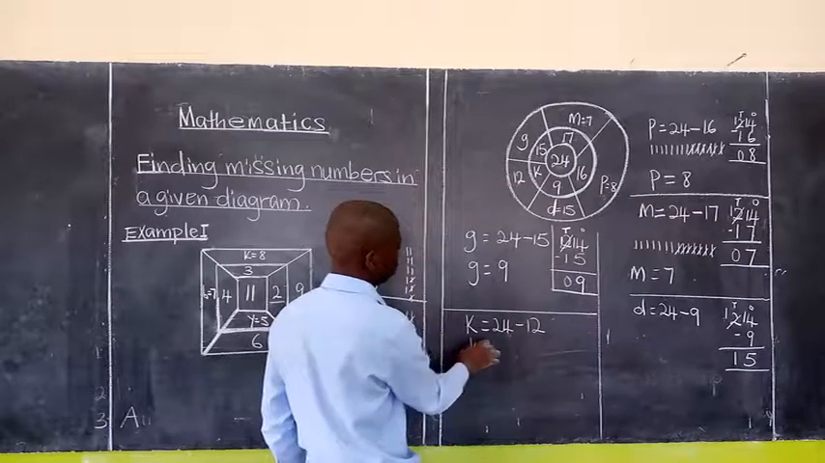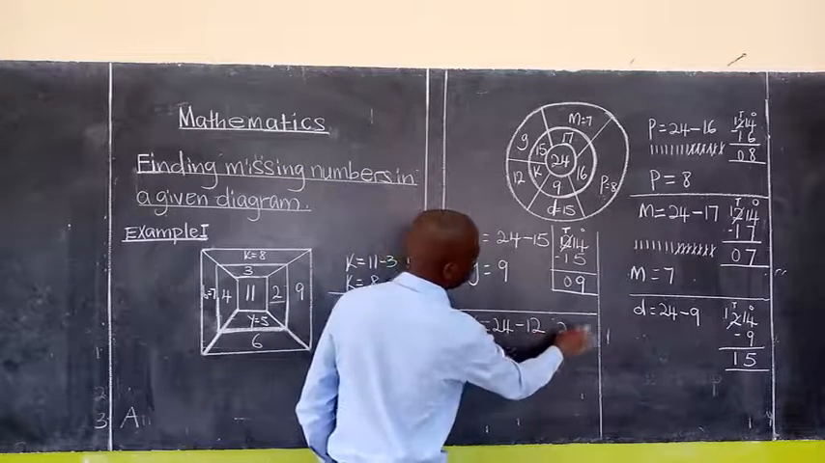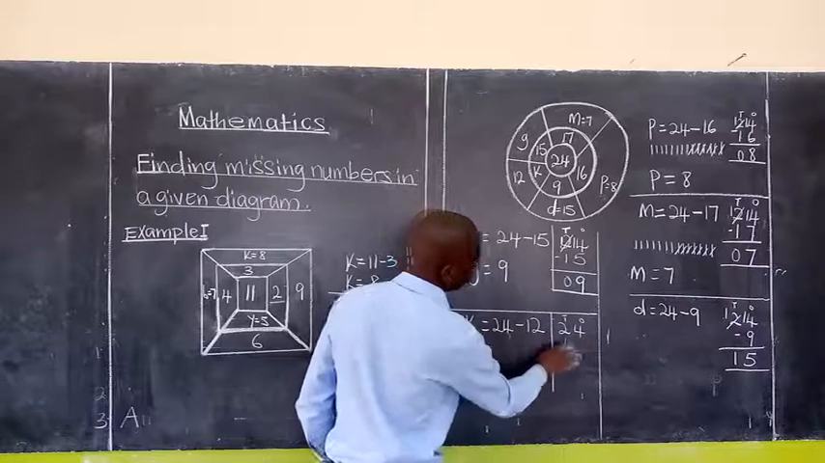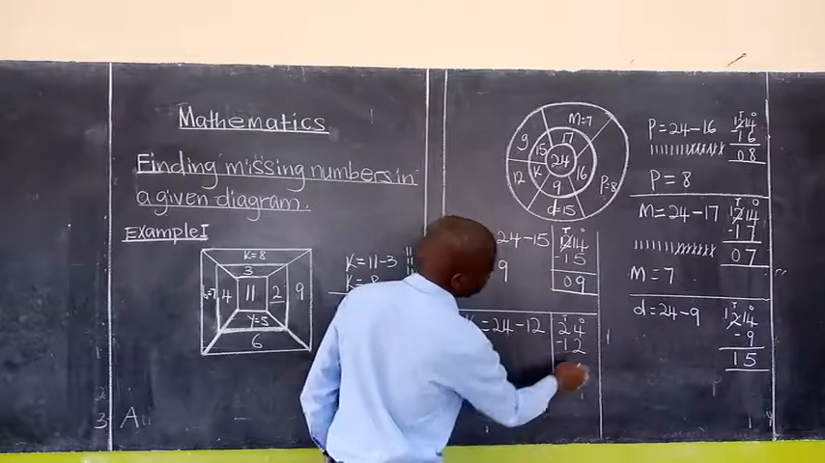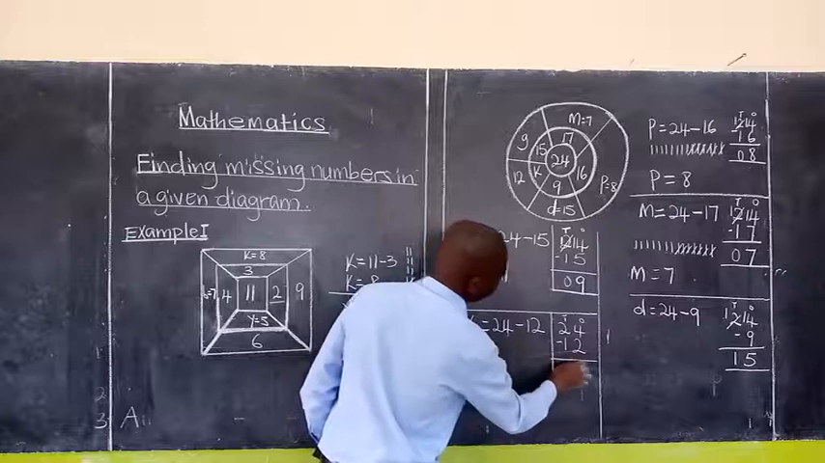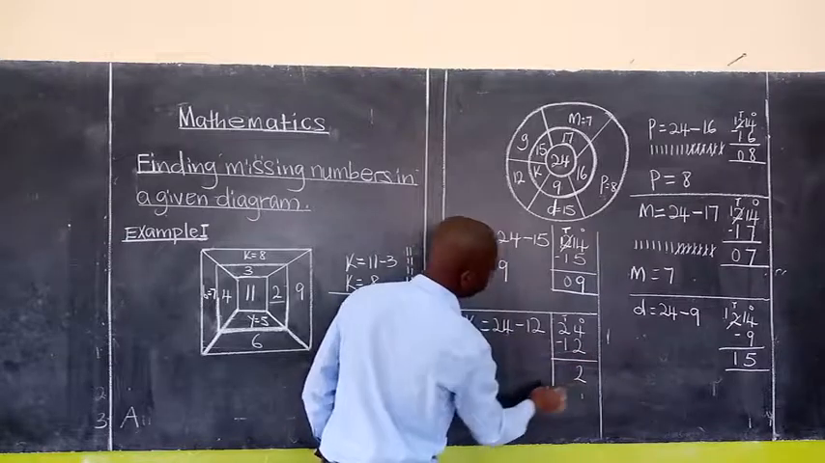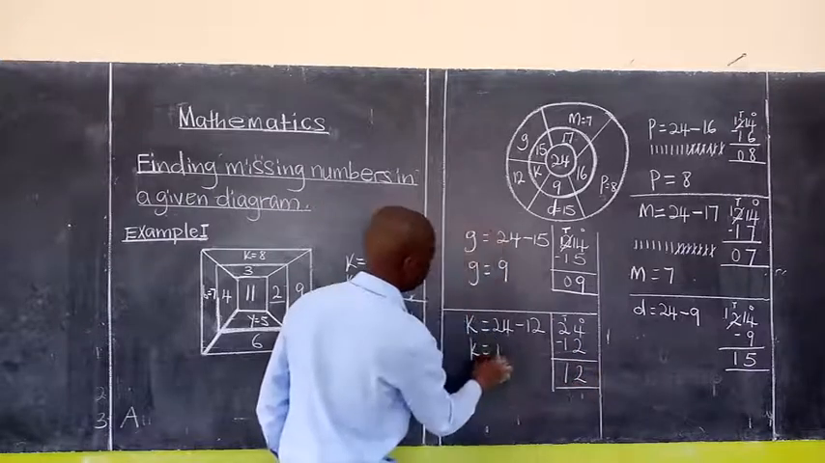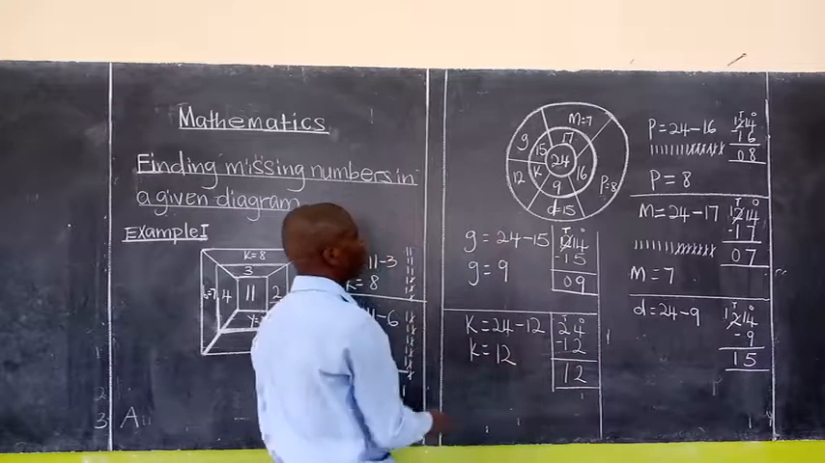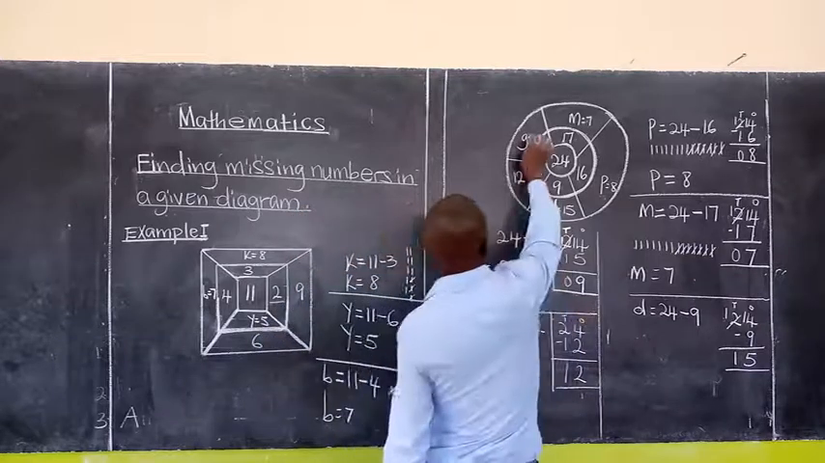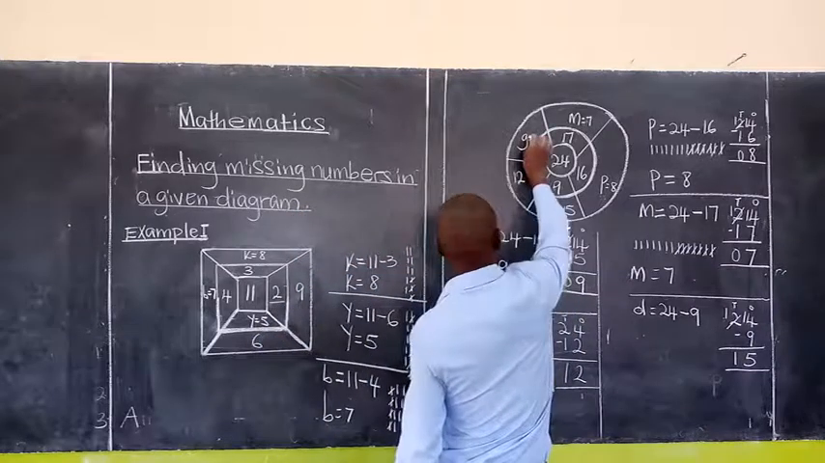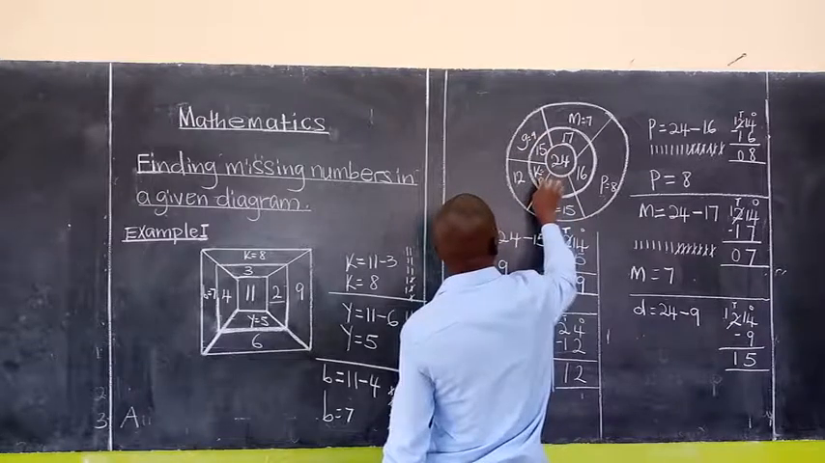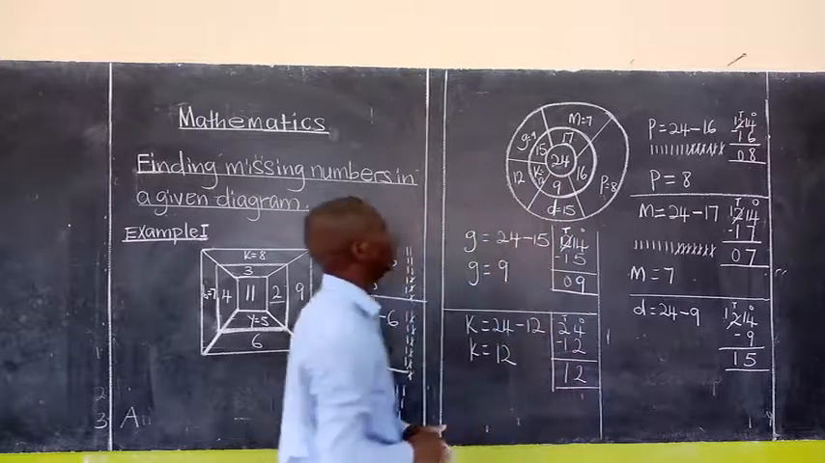And K equals, this is our 24. 1s, 10s, we shall take away 12. Here 4 take away 2, you get 2. 2 take away 1, you get 1. So our K is 12. So the value of K is 12. So D here is 15, G is 9, and K is 12. Put your 12 there.